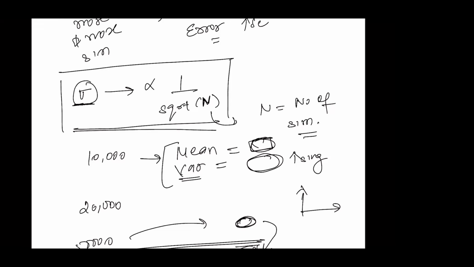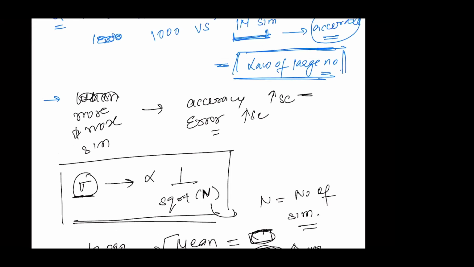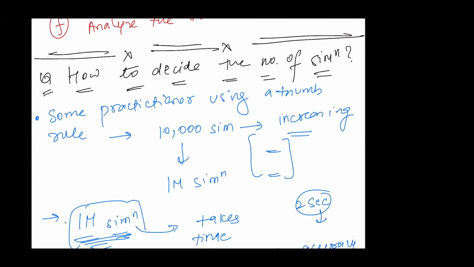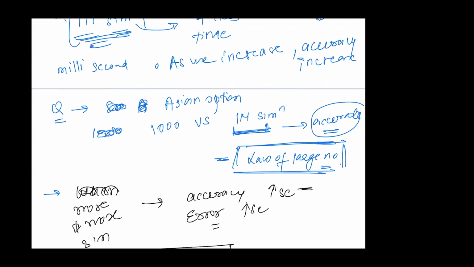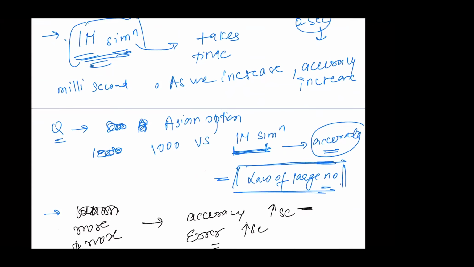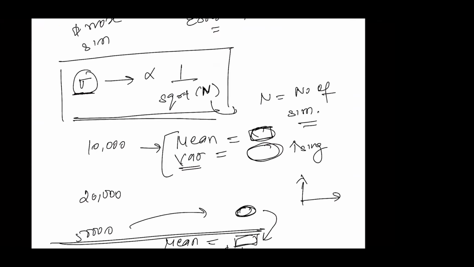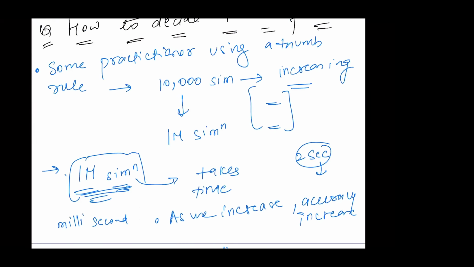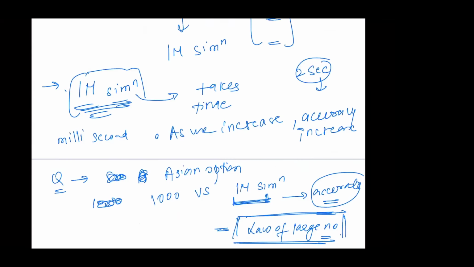Any doubts on this question? Hello, am I audible? Yeah. So I have a doubt. In this case, how do you define the error? Is it the difference between the prediction versus actual?